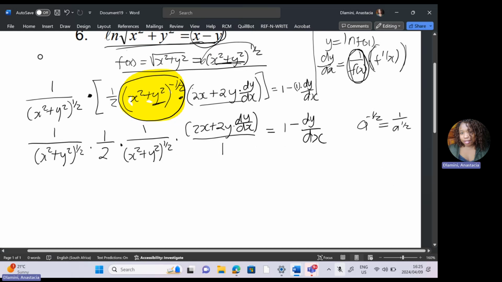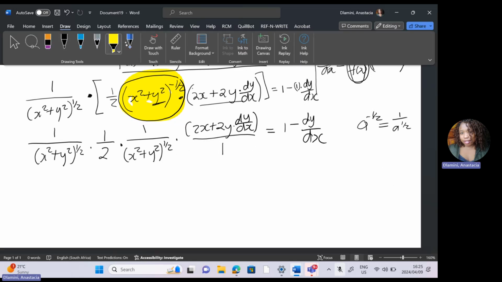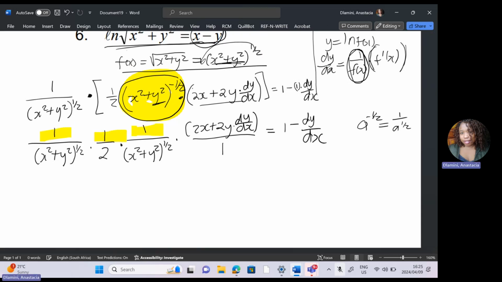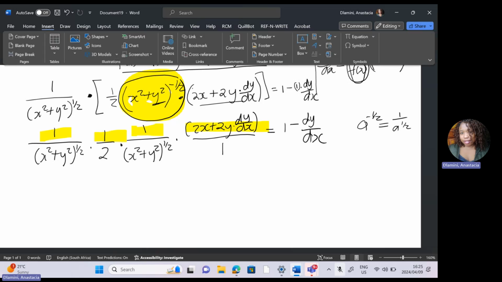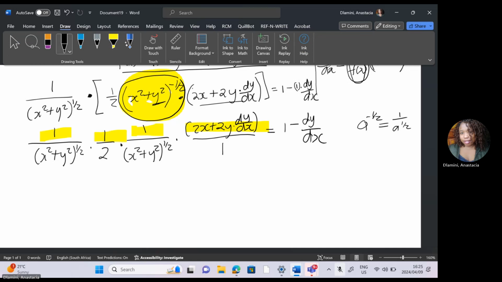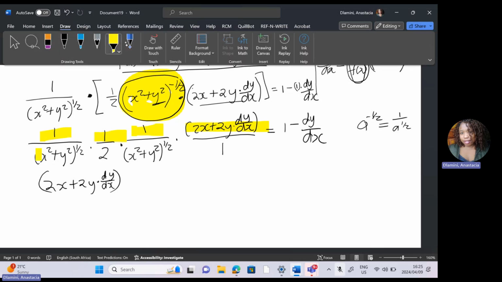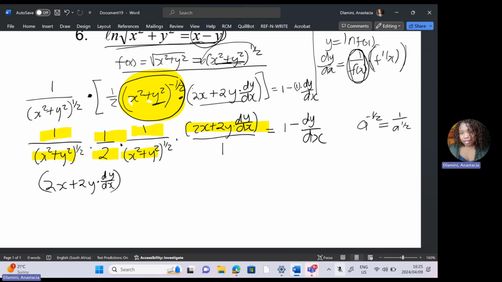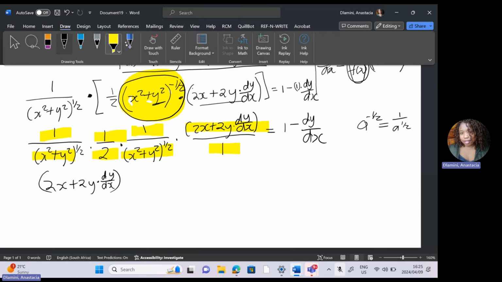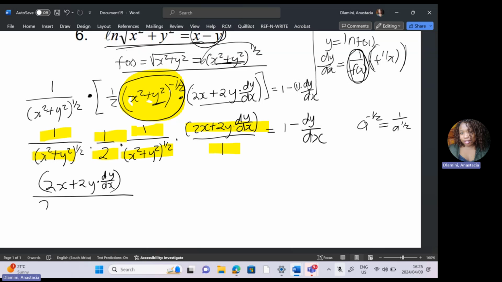So from here, we can see that we can multiply 1 times 1 times 1 times this expression over here. So multiply all the numerators. This gives us 2x plus 2y times dy over dx, close bracket. Now let's multiply the denominators. So we have this times 2 times this one over here, meaning that this will be equal to the expression over this 2 over here.